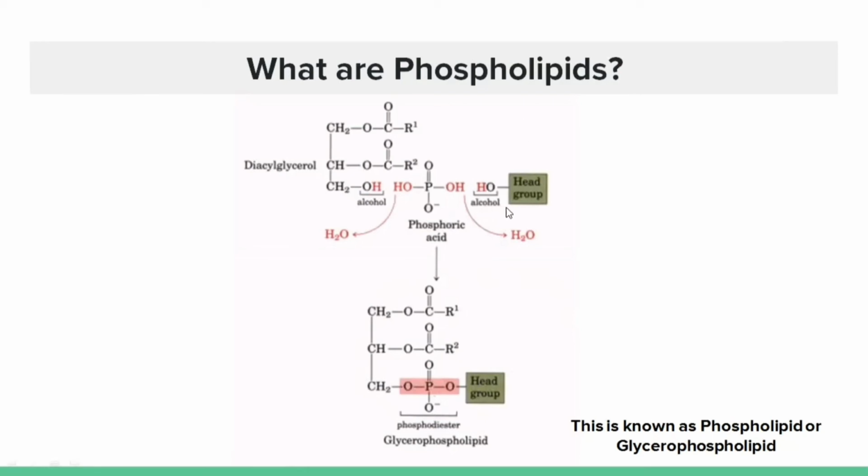Similarly, let's say if the compound is an amino acid with a hydroxyl group, for example, serine, then the resulting compound would be phosphatidylserine.